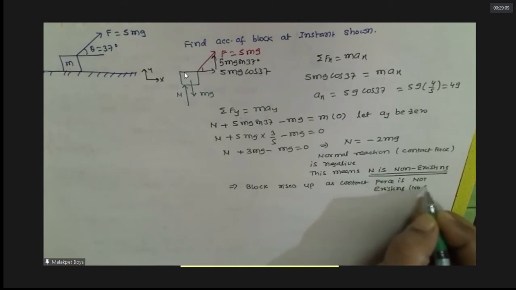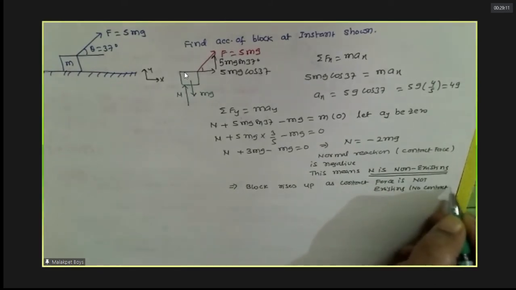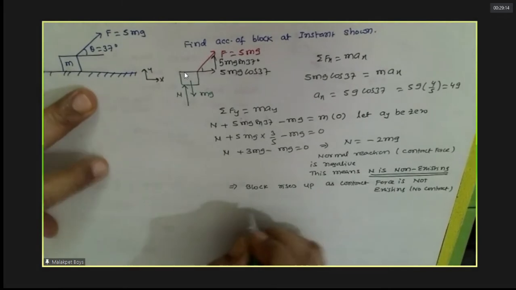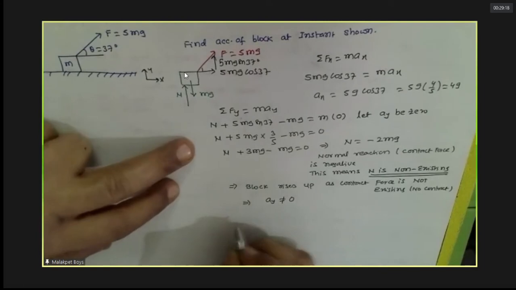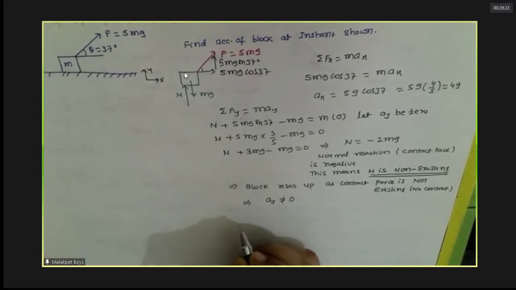So no contact on it, no? Do you agree with it? Yes, sir. That means this implies that AY must be non-zero. Now you again do it like this. Understood this or not?